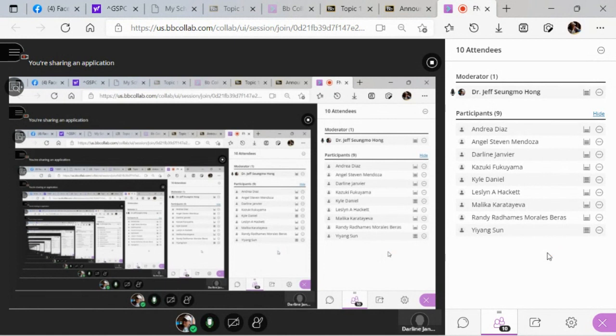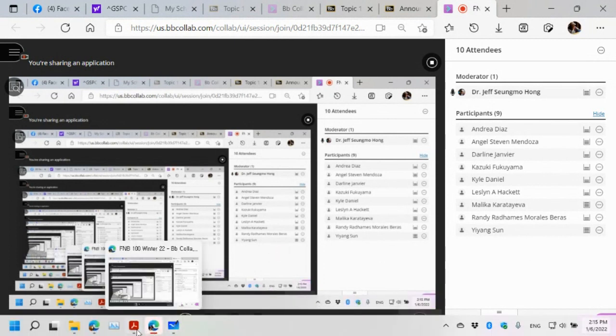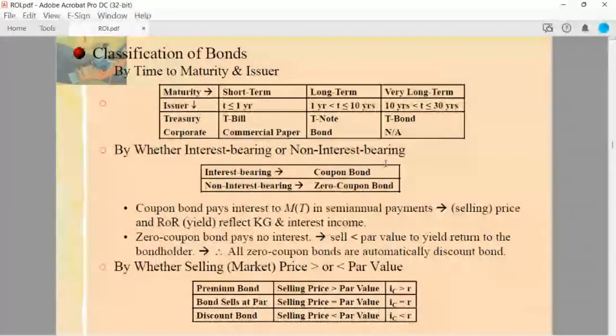Another standardized feature is the maturity, like 1 year, 2 years, 5 years, 10, 15, 20 years, 30 years. But depending on the maturity, the names will be all different. Here, I classified it by maturity and the issuer. Who is the issuer? What is the maturity? The short term is less than 1 year. Long term is basically between 1 and 30 years.